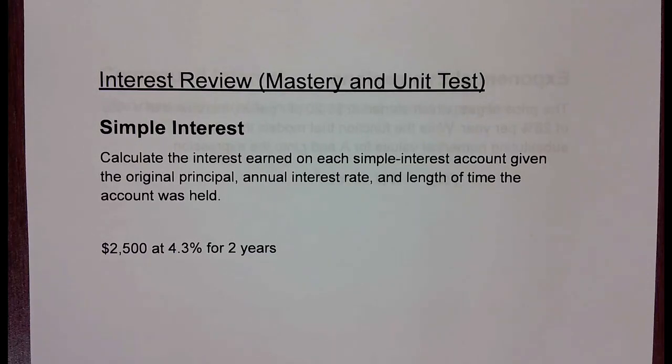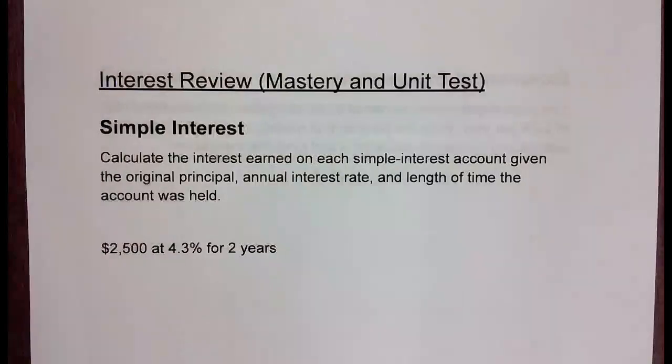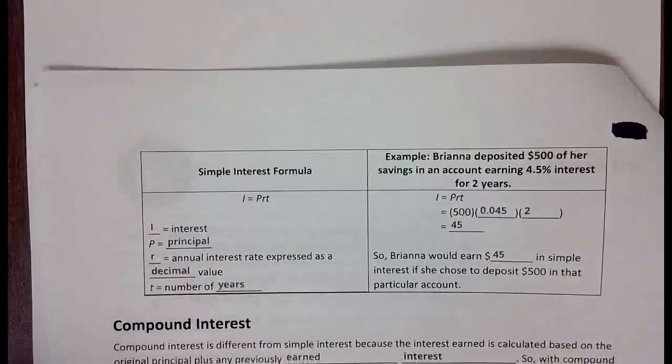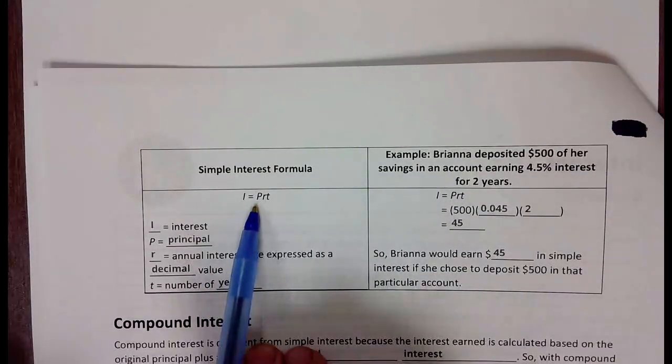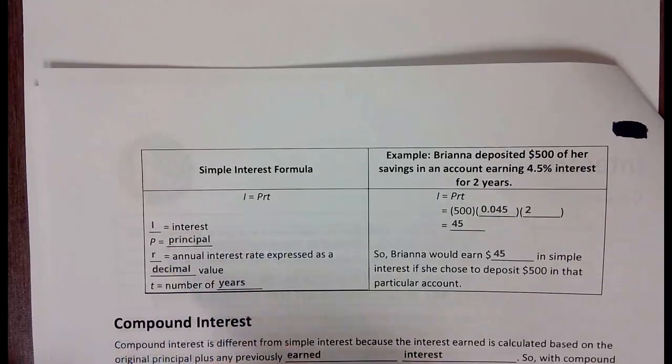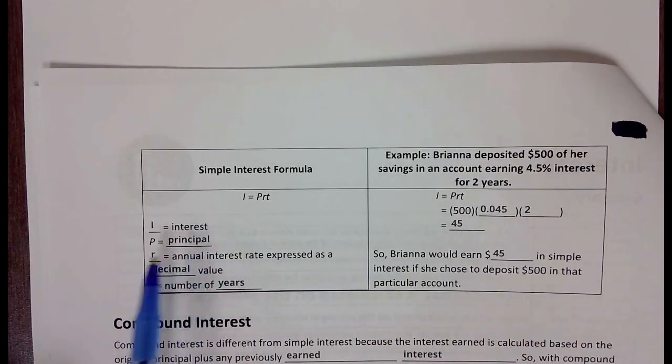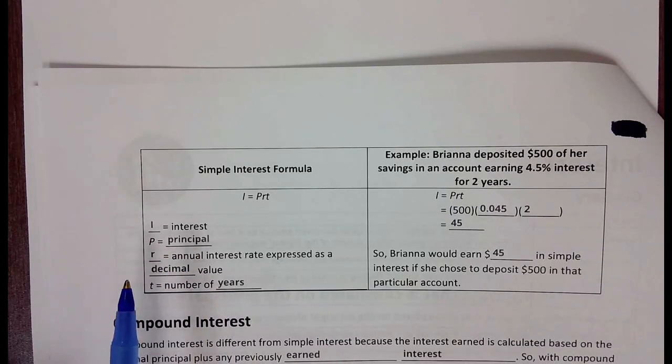When you're calculating simple interest, or thinking about simple interest, you can think about the simple interest formula. I'm going to look at the guided notes. On the second page, it talks about the simple interest formula. I equals P times R times T. And you should have written down I equals interest, P equals principal, R equals annual interest rate expressed as a decimal value, and T equals number of years.